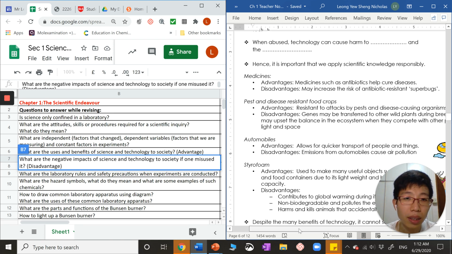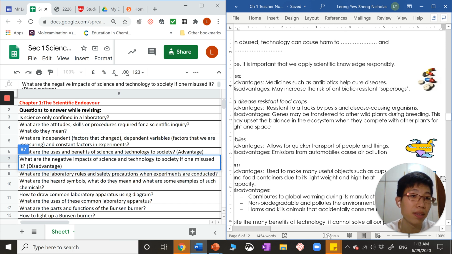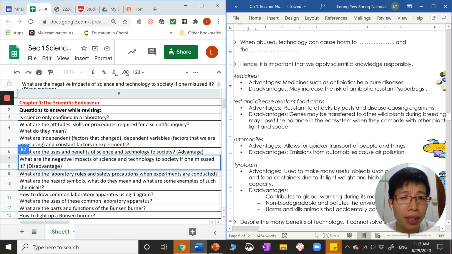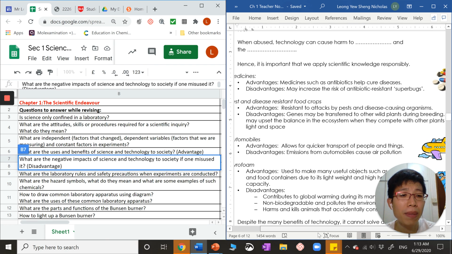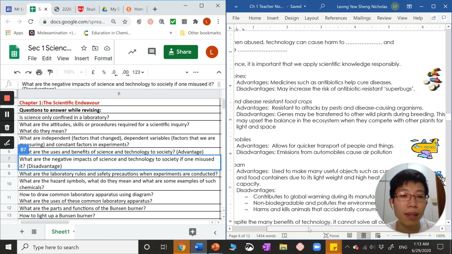So for the next one, pest and disease resistant food crops. Okay, so the advantage is that it resists attack from pests and disease causing organisms so that the crops can grow well. But for the disadvantage, there might be some genes that might cross transfer to other wild plants during breeding. So in a way, you upset the balance in the ecosystem where each one of them would compete with one another, and you also lose the unique species of each food crop. That means some species might go extinct.